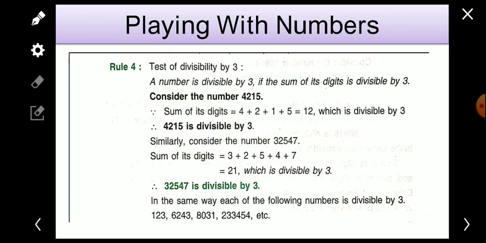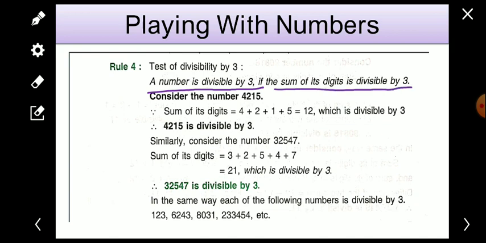Now the test of divisibility by 3. What is the rule for that? A number is divisible by 3 if the sum of its digits is divisible by 3. If any number is given and the sum of its digits is divisible by 3, then the given number will be divisible by 3. Let us understand through an example.